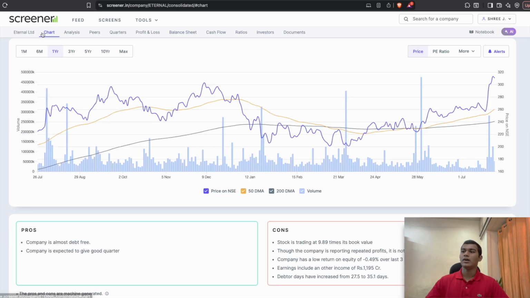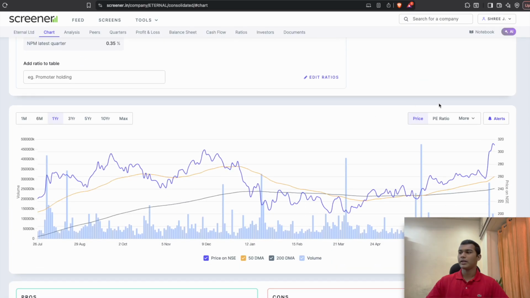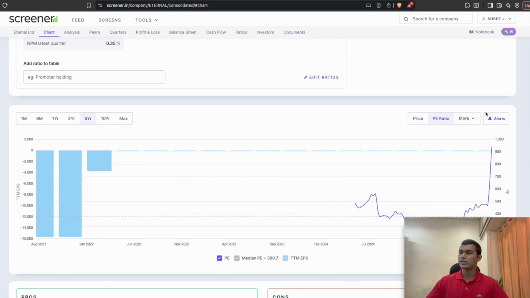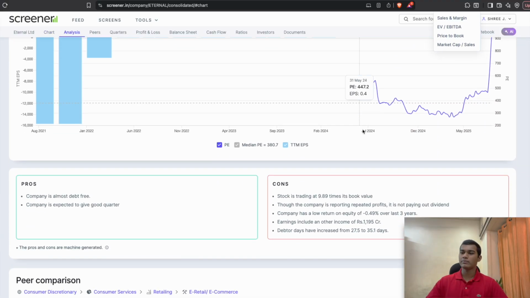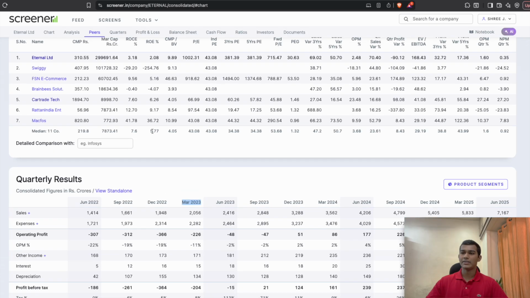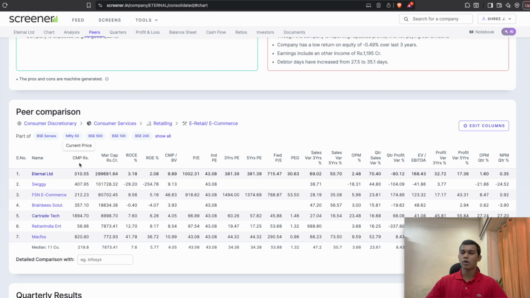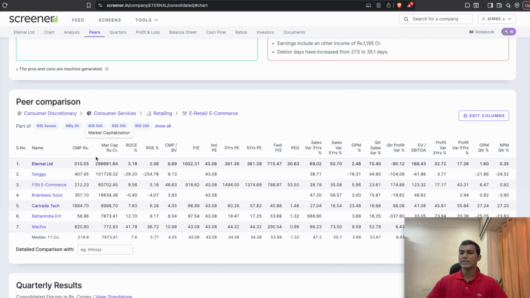Right now, you can also see the chart right here, the PE ratio chart as well. We'll understand what PE is. Now there are different metrics as well: sales and margin, EV to EBITDA, price to book, market cap to sales. We'll understand all of these going forward. Then there's a peer comparison. So as you know, in quick commerce there are only two companies: Eternal and Swiggy. Then there's FSN, that is your Nykaa. Then there's Brainbees, that is your FirstCry. Cartrade Tech, that is your CarWale or BikeWale. You can understand these companies.